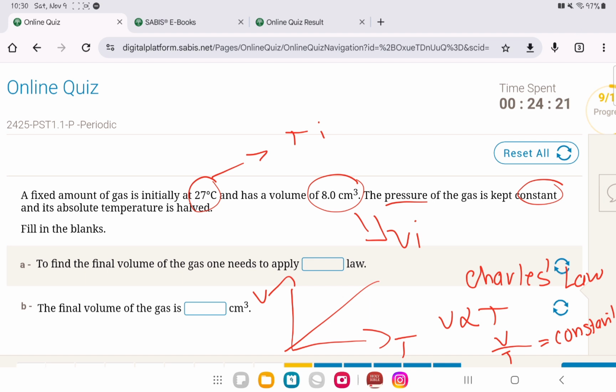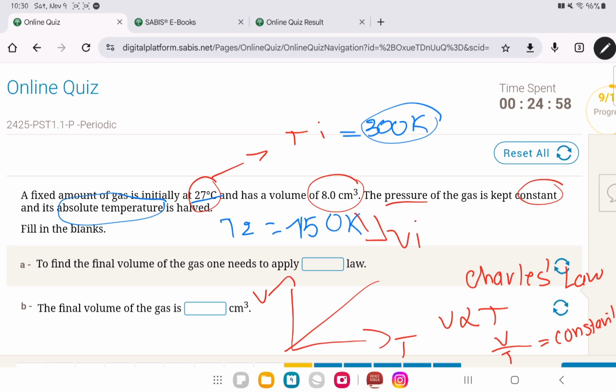Okay, now pay attention. Here they told us that the absolute temperature is halved. So that means we cannot use degrees Celsius. Anyways, you cannot use degrees Celsius. You always need to change it to Kelvin. So 27 into Kelvin, you add 273, it becomes 300 Kelvin. Now, they're telling us that the absolute temperature is halved. So temperature 2 is equal to 300 Kelvin divided by 2, which is 150 Kelvin.